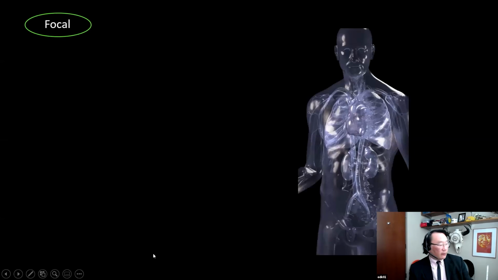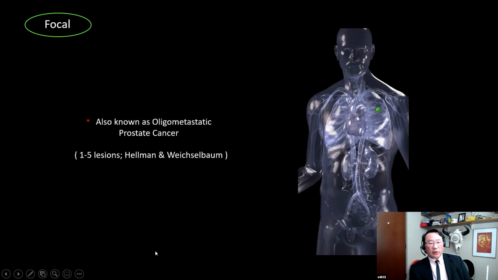Now we're going to talk about focal recurrence of disease. Focal recurrence is also referred to as oligometastatic prostate cancer, first defined by Hellman and Weichselbaum for metastatic lesions ranging from 1 to 5 different lesions, okay?